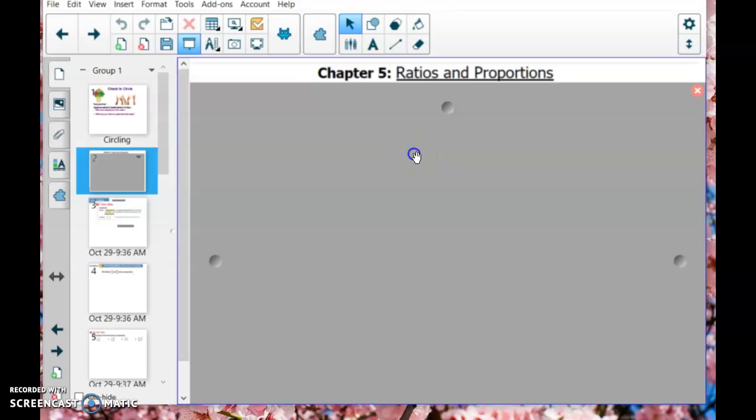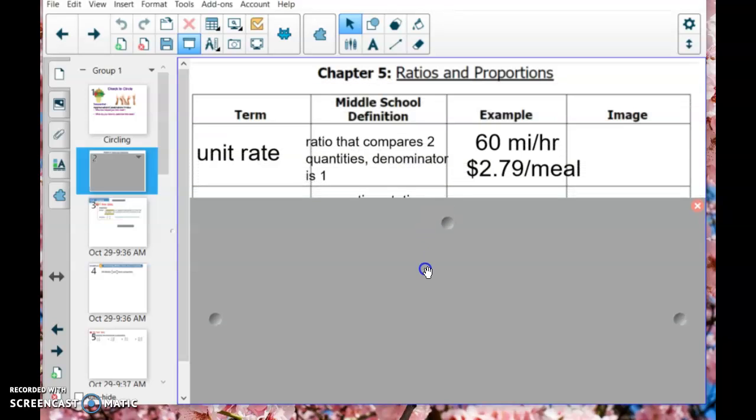Real quick before we get started on the lesson, I have a few vocabulary words that I want to review with you. Yesterday in class we talked about a unit rate, and remember that is the ratio that compares two quantities, and the denominator is always 1. So for example, 60 miles per hour would be a unit rate, $2.79 per meal would be another unit rate.